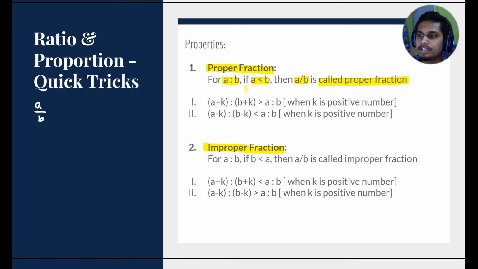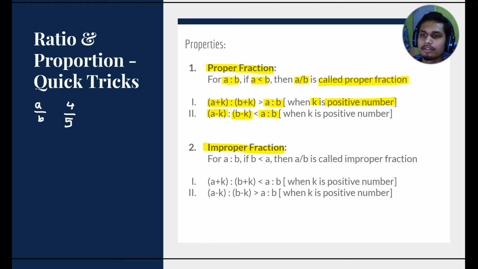What are the properties of proper fraction? If we add k, which is a positive number, in the numerator and denominator, the ratio will become greater than the previous ratio. Now if we subtract k from numerator and denominator, the new ratio will become less than the previous ratio. You can take an example.